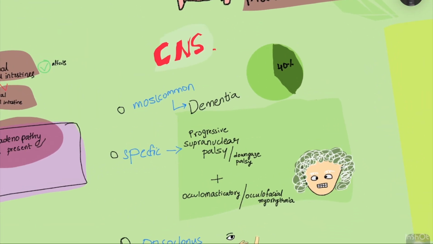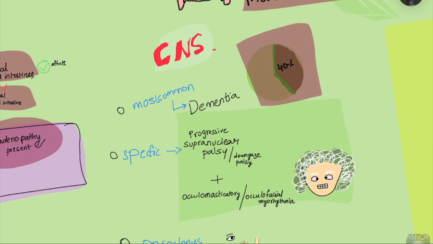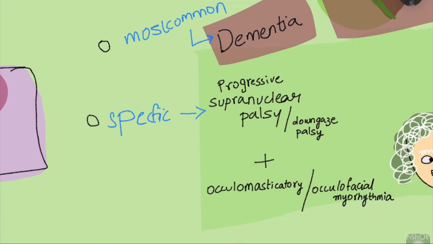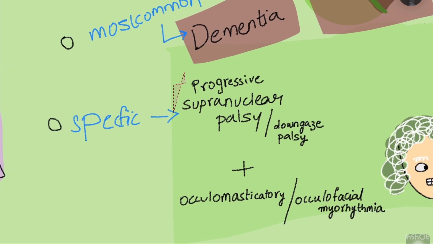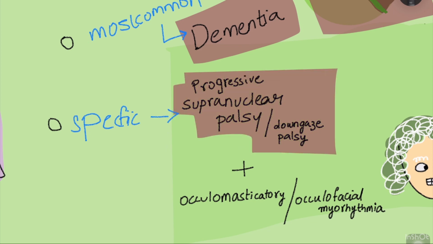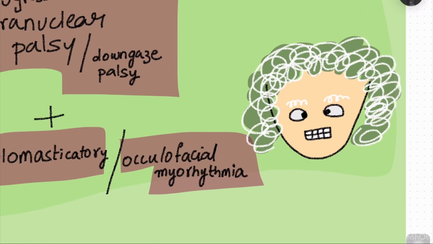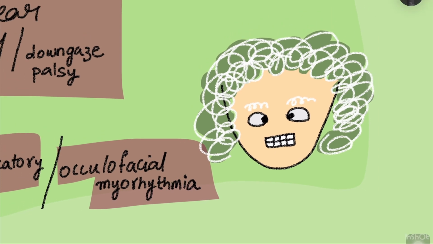In the CNS, in about 40% of patients, we can see involvement. It causes dementia, and the most specific sign of CNS involvement in Whipple's disease is progressive supranuclear palsy, which is also called down gaze palsy, and it also has oculomasticatory or oculofacial myorhythmia.